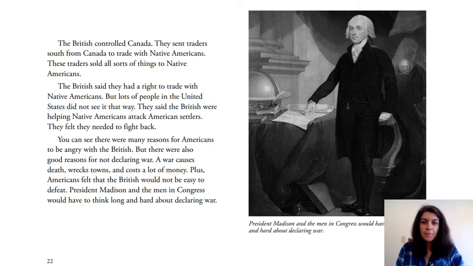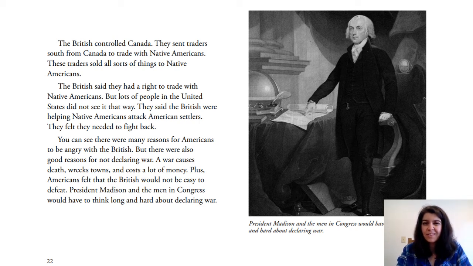Let's find out why the people in the United States felt like they needed to fight back. The British controlled Canada. They sent traders south from Canada to trade with Native Americans. These traders sold all sorts of things to Native Americans. The British said they had a right to trade with the Native Americans. But lots of people in the United States did not see it that way. They said the British were helping Native Americans attack American settlers. They felt they needed to fight back.